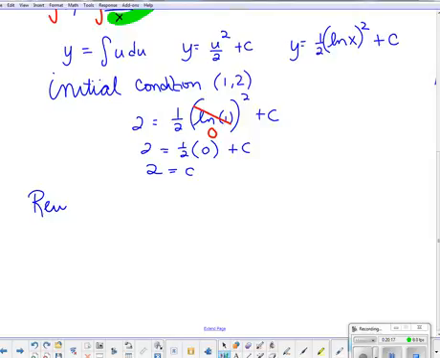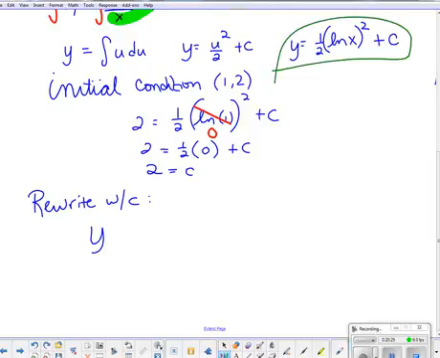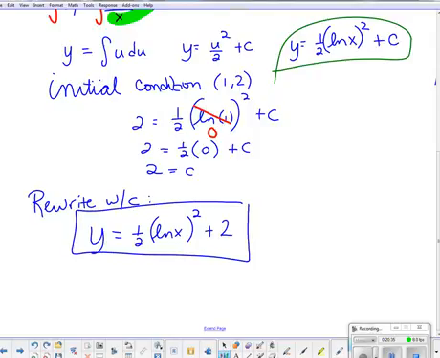Rewrite using c. So put our c in place, and I'm kind of looking way up here. And we have y equals 1/2 (natural log x) quantity squared plus the 2 for c. And you got yourself a differential equation all solved.